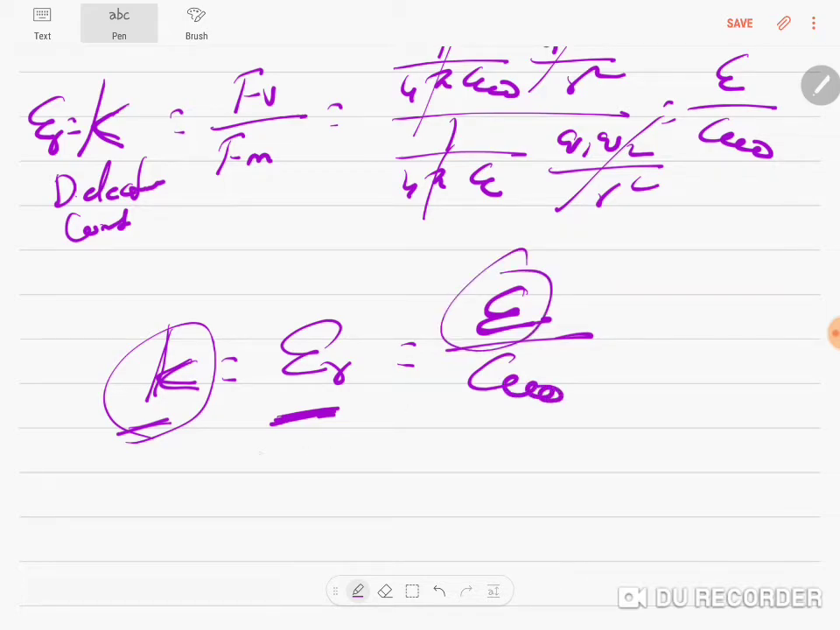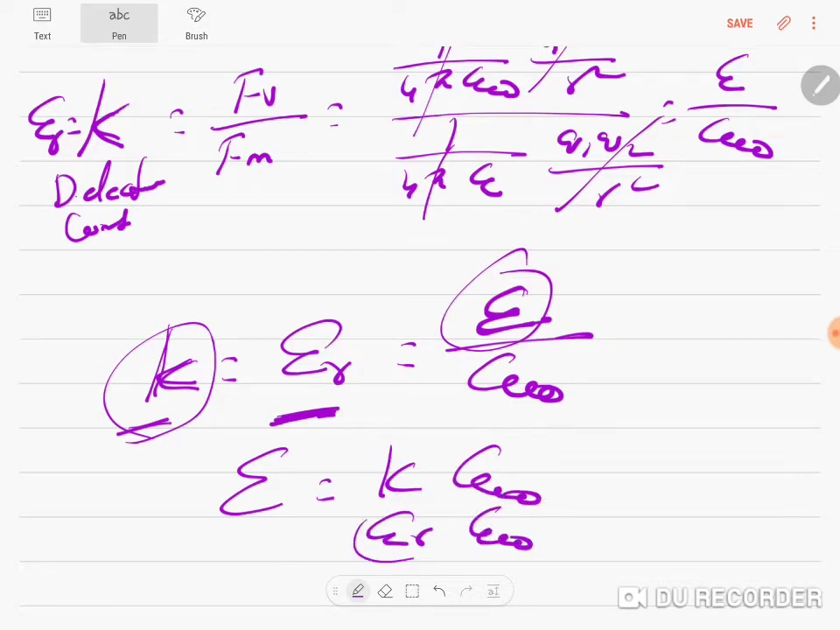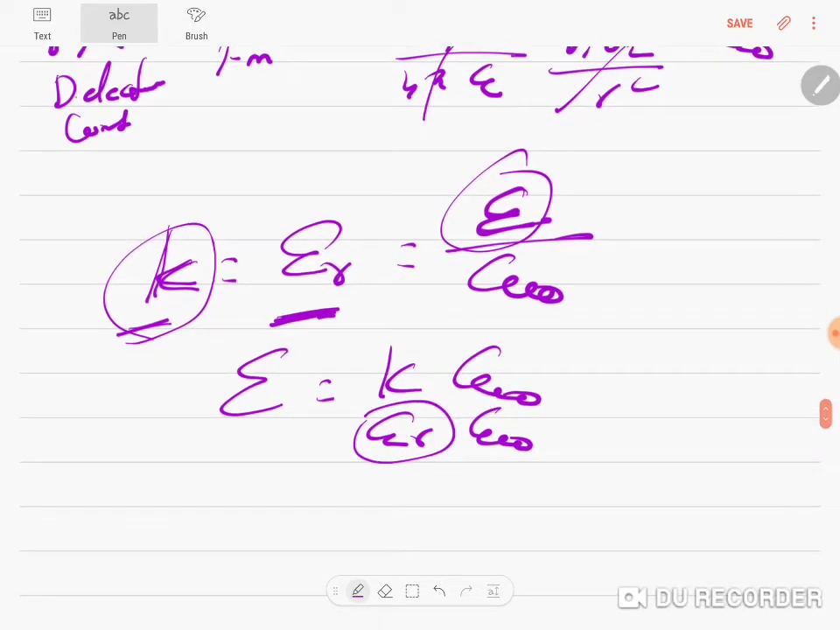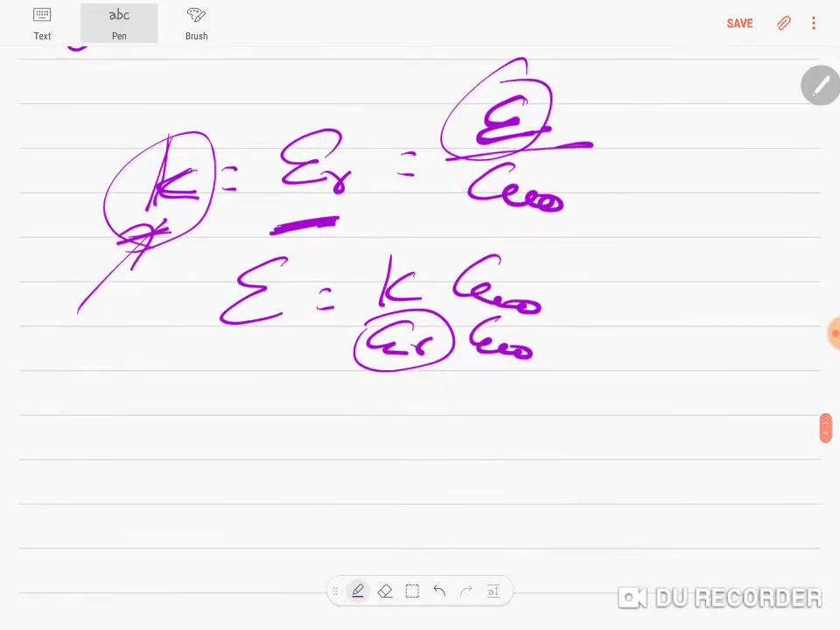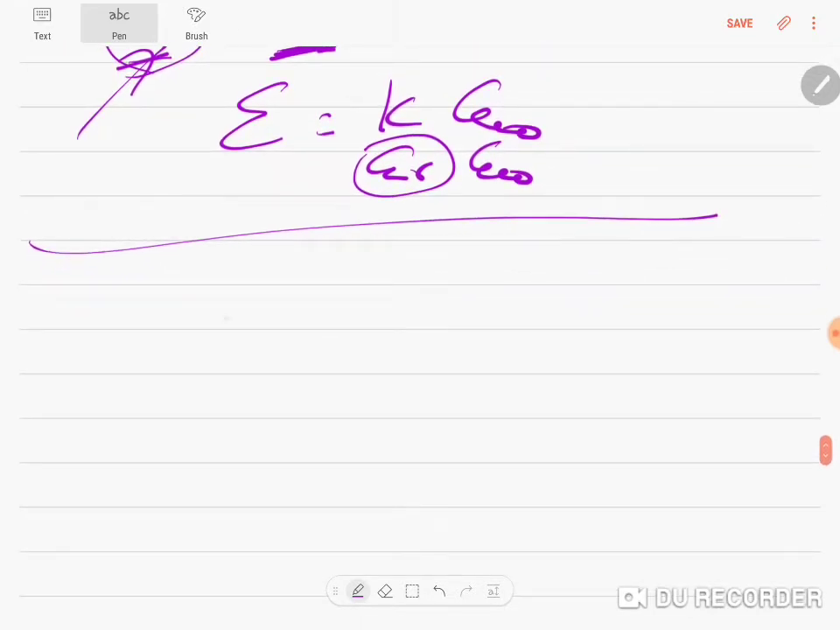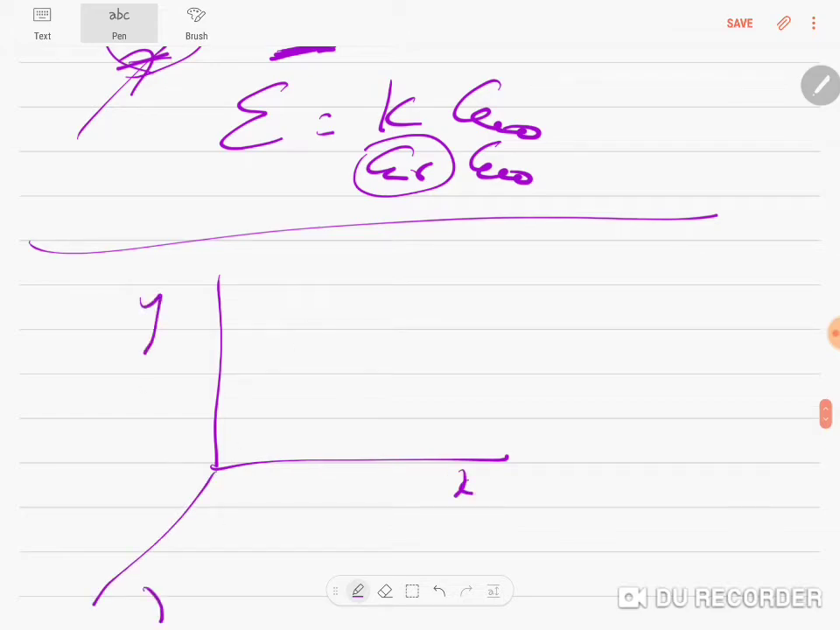So therefore the permittivity of any medium is K into epsilon naught, or epsilon r into epsilon naught. Epsilon r will be available in your Clark's table. So you understood what a dielectric constant is. Okay. Now, coming back to Coulomb's law, let's do the vector form of Coulomb's law, where you have x, y and z axes. You have charged particles q1 and q2.